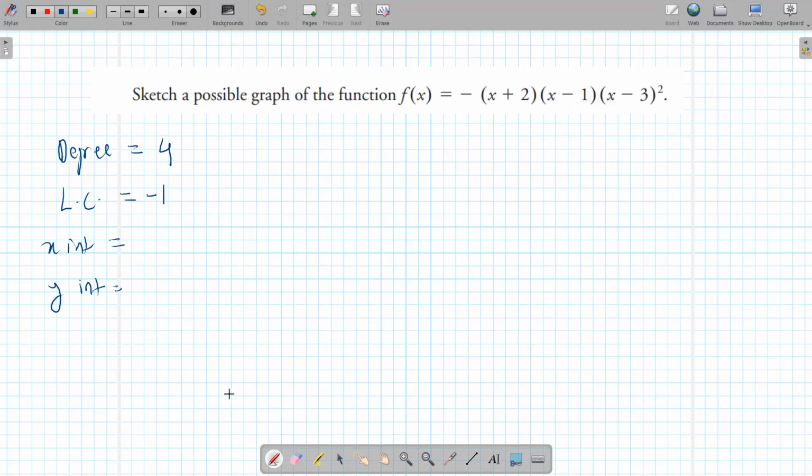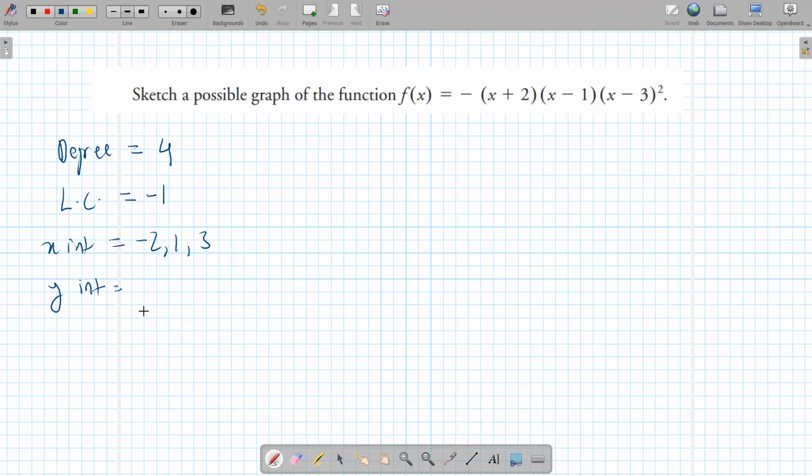Where are the x-intercepts? On this one, there's no leading coefficient inside. You can just flip the signs. There are 3 x-intercepts. Where are they? -2, +1, and +3. Right, good.